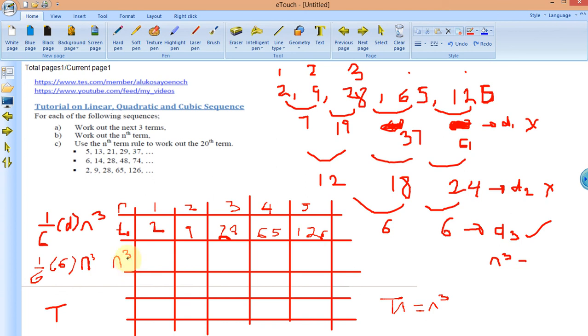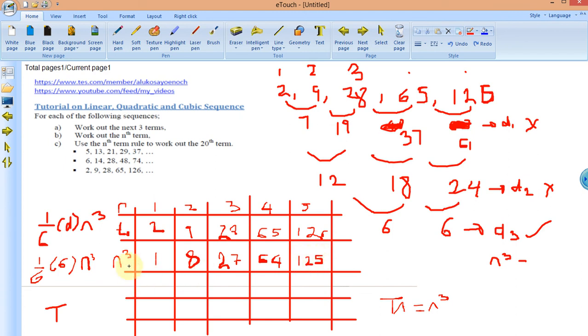n³ means n to the power 3. So when n is 1, that is 1 raised to power 3, that's 1. 2 raised to power 3 is 8. And 3 raised to power 3 is 27. So what is 4 raised to power 3? That's 64. 5 raised to power 3 is 125. Am I correct, guys? Just confirm for me.